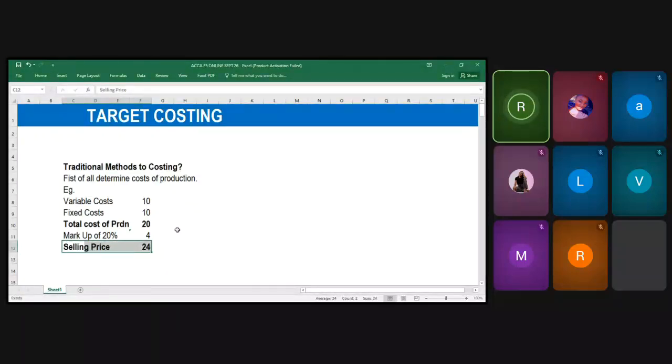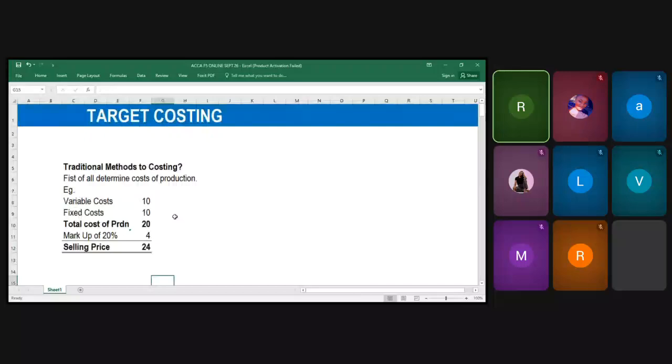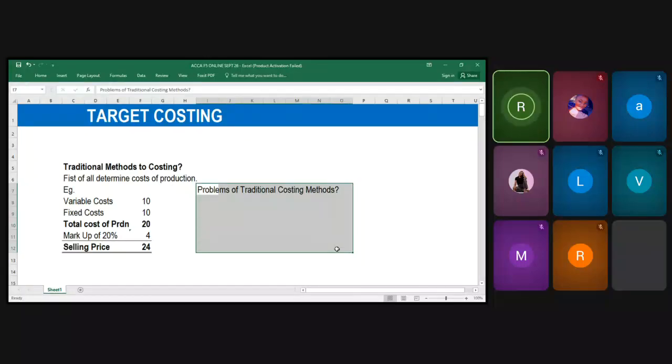What is the problem of doing this? We have reached the selling price of 24, and we are going to sell this product into the market. The challenge, or problem, I'm going to write the notes here: the problems of traditional costing methods. What are the problems that we might face if we price our products in this way? What do you think are the problems?